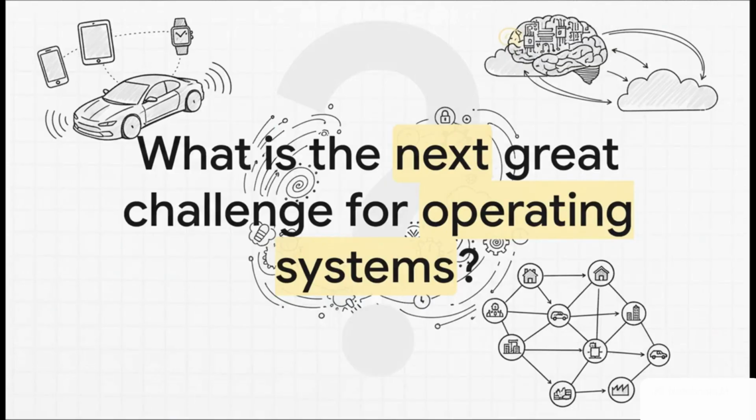And that leaves us with a really important final thought. In a world that's exploding with connected smart devices, self-driving cars, and incredibly powerful AI, the demands we're putting on our operating systems are going through the roof. They need to be more secure, more efficient, and way more intelligent. So the big question is, what's the next great challenge for this invisible engine as it gets ready to manage a world that is so much more complex than just one single computer?